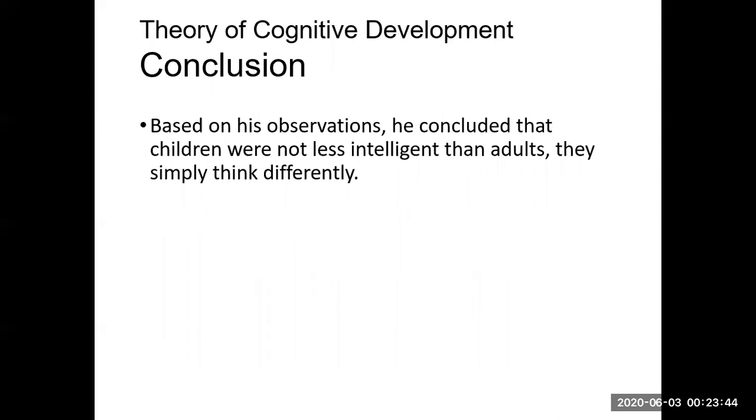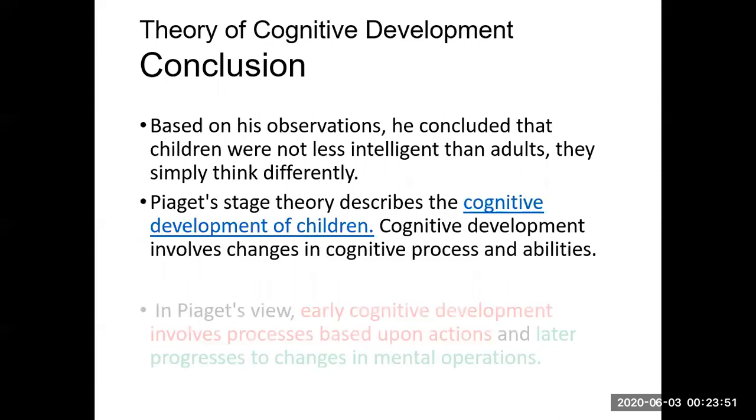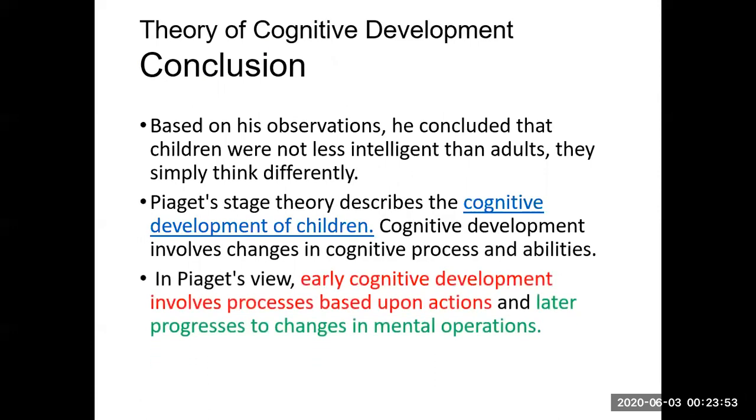And based on his observation, he concluded that children were not less intelligent than adults. Actually, they simply think differently. And Piaget's stage theory described the cognitive development of children as they go toward adulthood. Okay. And in Piaget's view, early cognitive development involved processes based upon actions, and later progressed to changes in mental operations. The first was actions with different activity, and later it is mental operations.